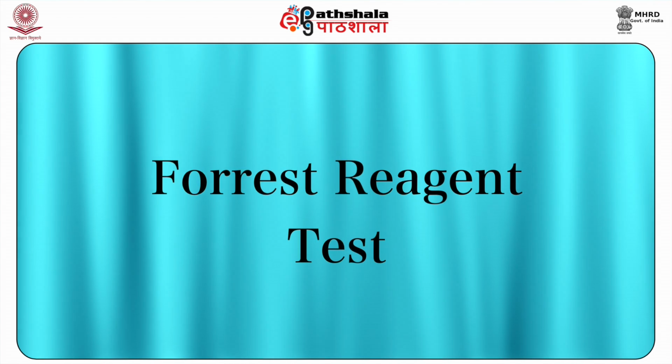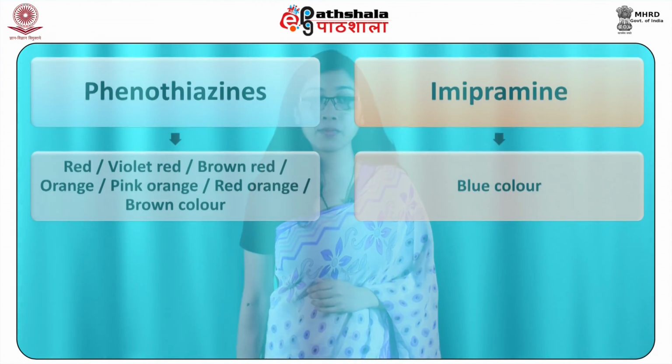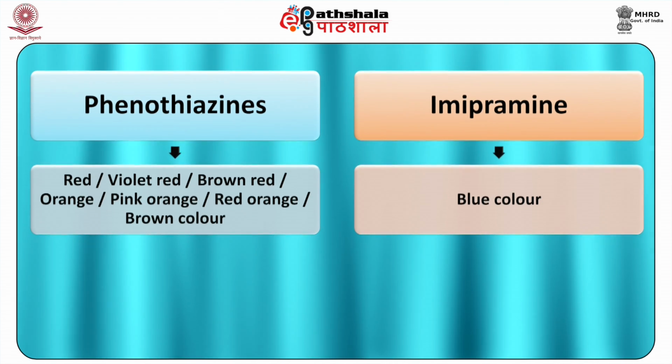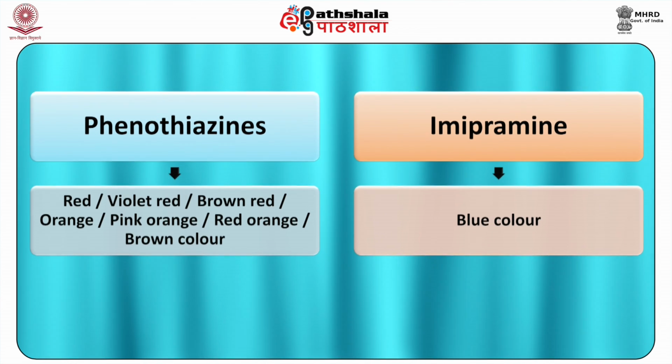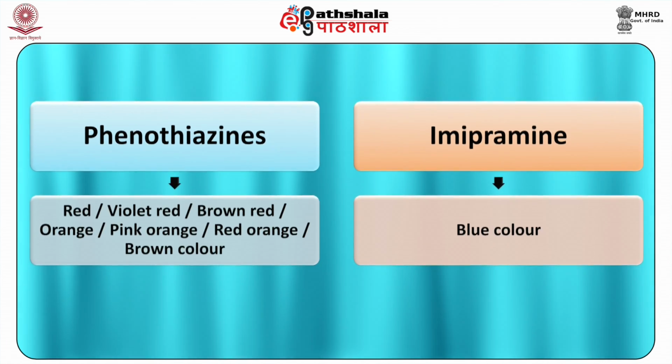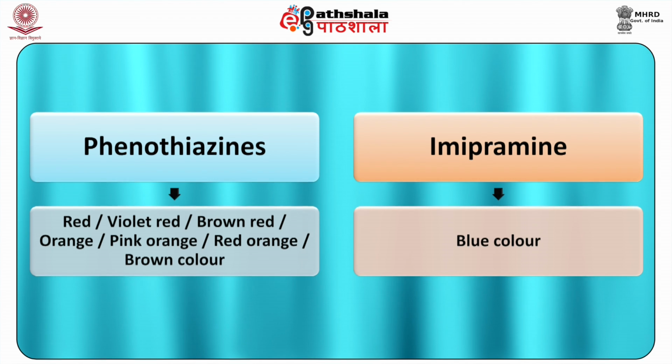Next comes the Forrest reagent test. For preparation of reagent, equal volumes of 0.2% solution of potassium dichromate, 30% volume by volume solution of sulfuric acid, 20% solution of perchloric acid and a 50% solution of nitric acid are mixed. Phenothiazines give red, violet red or brown red, orange, pink orange, red orange or brown, whereas imipramine and related compounds give blue color.